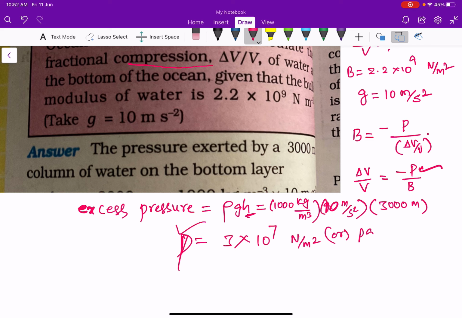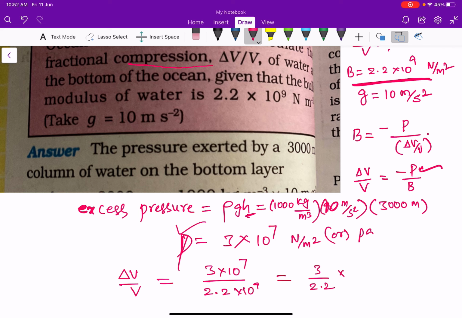So if you know the P value, now delta V by V is equal to 3 into 10 to the power of 7 divided by B. B is the bulk modulus. Bulk modulus of water is given by 2.2 into 10 to the power of 9. So 3 divided by 2.2 into 10 to the power of minus 2 is the answer. By calculating this, you will get the answer.